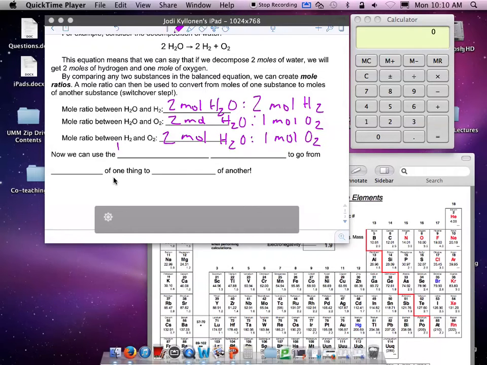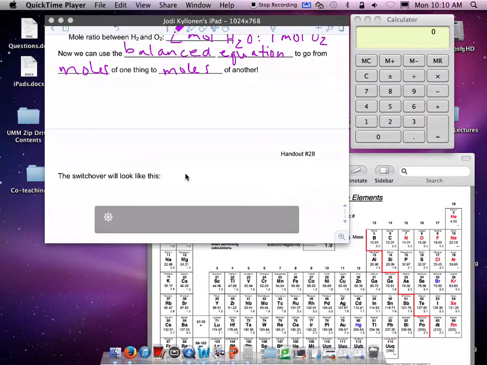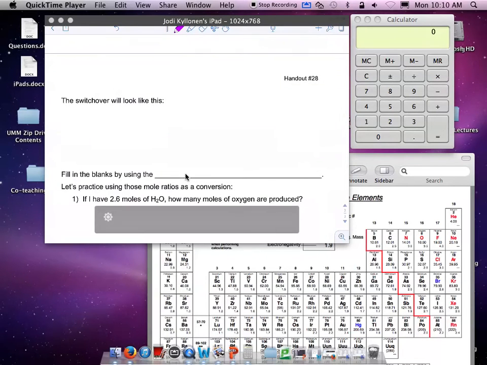So now we can use a balanced equation. So now we know how to write equations, we know how to balance equations. We can use those equations to go from moles of one thing to moles of another thing. And that's what makes it stoichiometry. So when we go from moles of one thing to moles of another thing, I refer to that as the switchover step. You're switching chemicals.